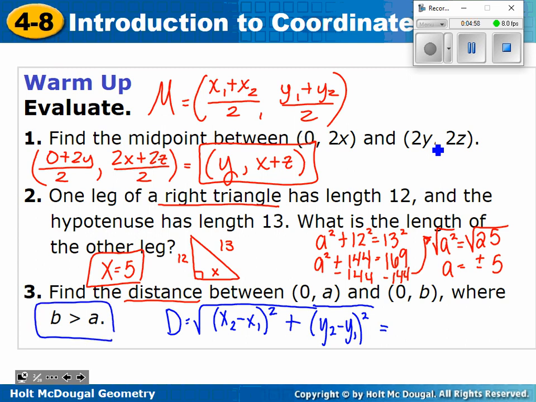Okay, so then from there, we're just going to plug it in. So we have the square root of 0 minus 0 squared plus b minus a squared.